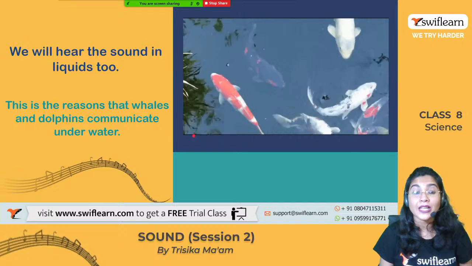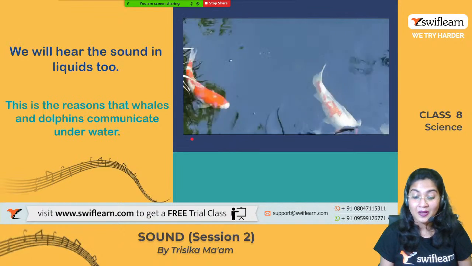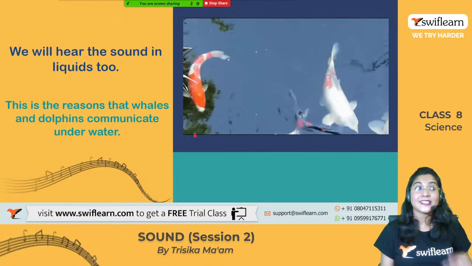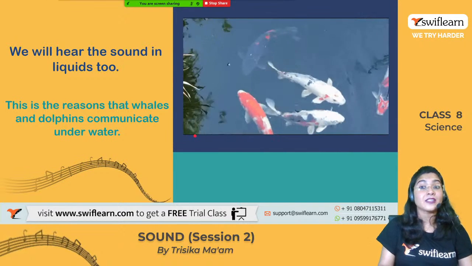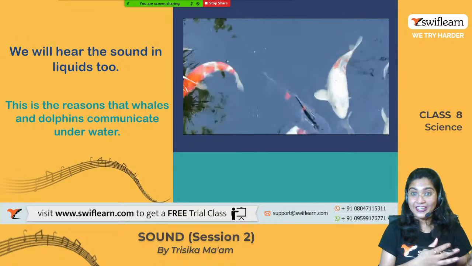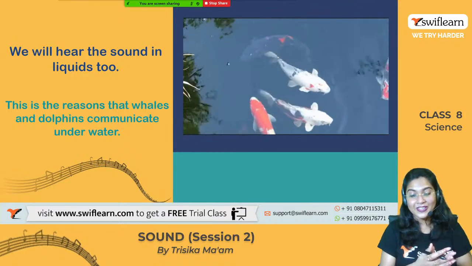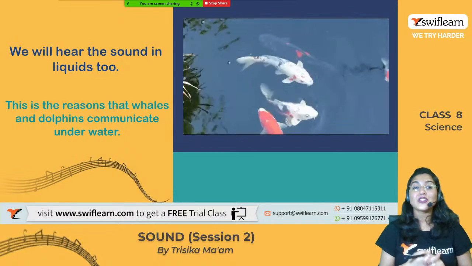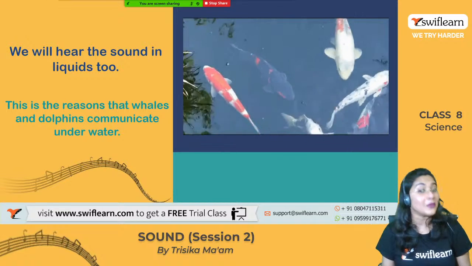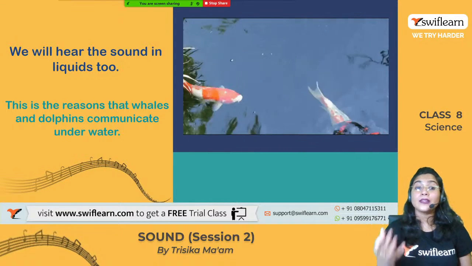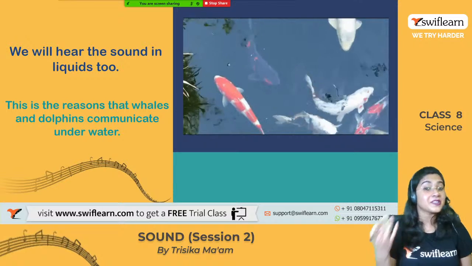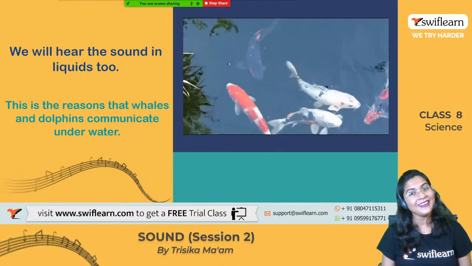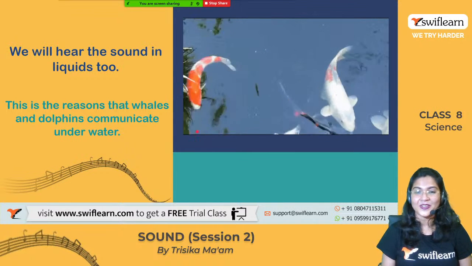Because water will act as a medium over here. So sound also travels through liquid, right? It travels just as it travels through the different air molecules in the gaseous region. So we will be able to hear. Yes, very good. So we will be able to hear the sound in liquids too. That is how the dolphin and the whale produce their sound and communicate with each other under the water. Okay, understood? Very good.